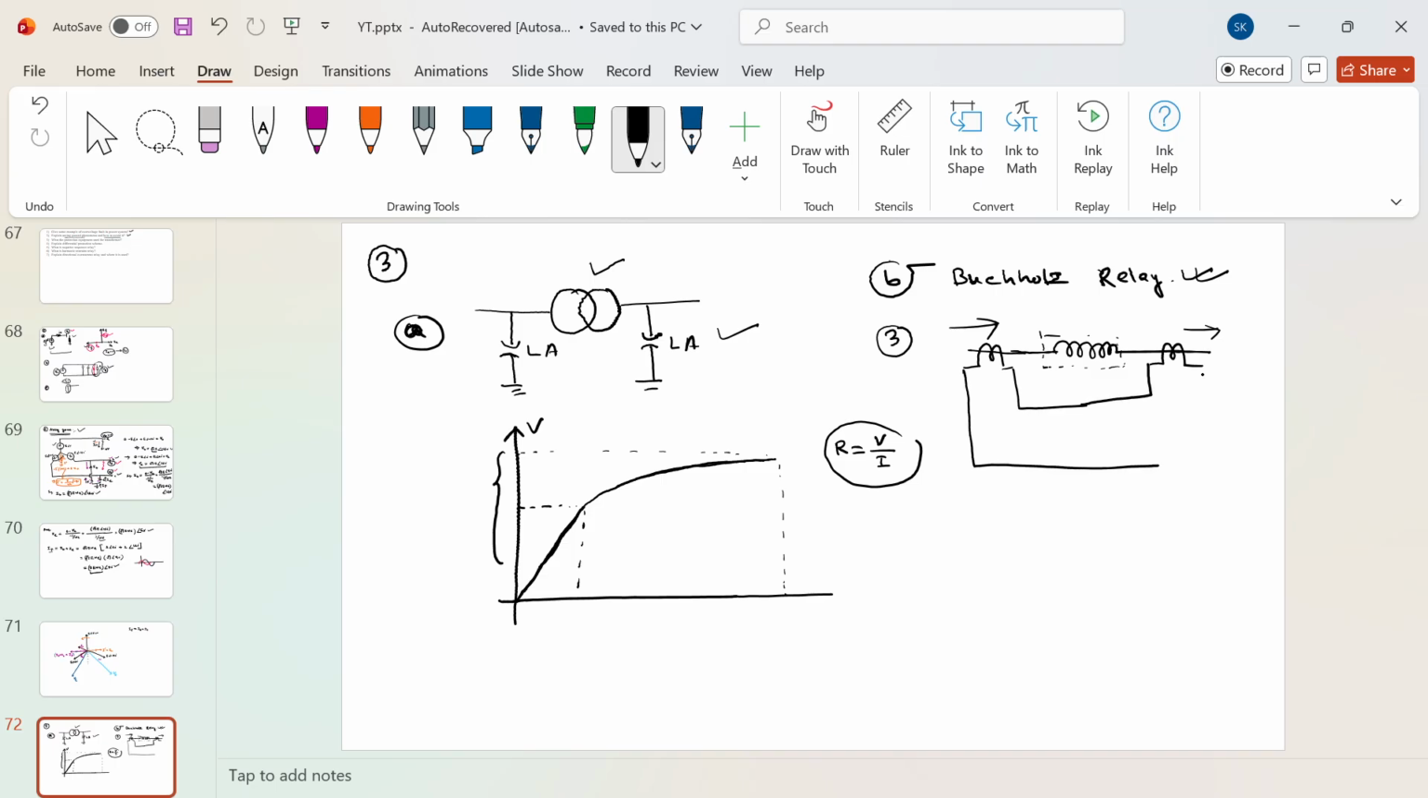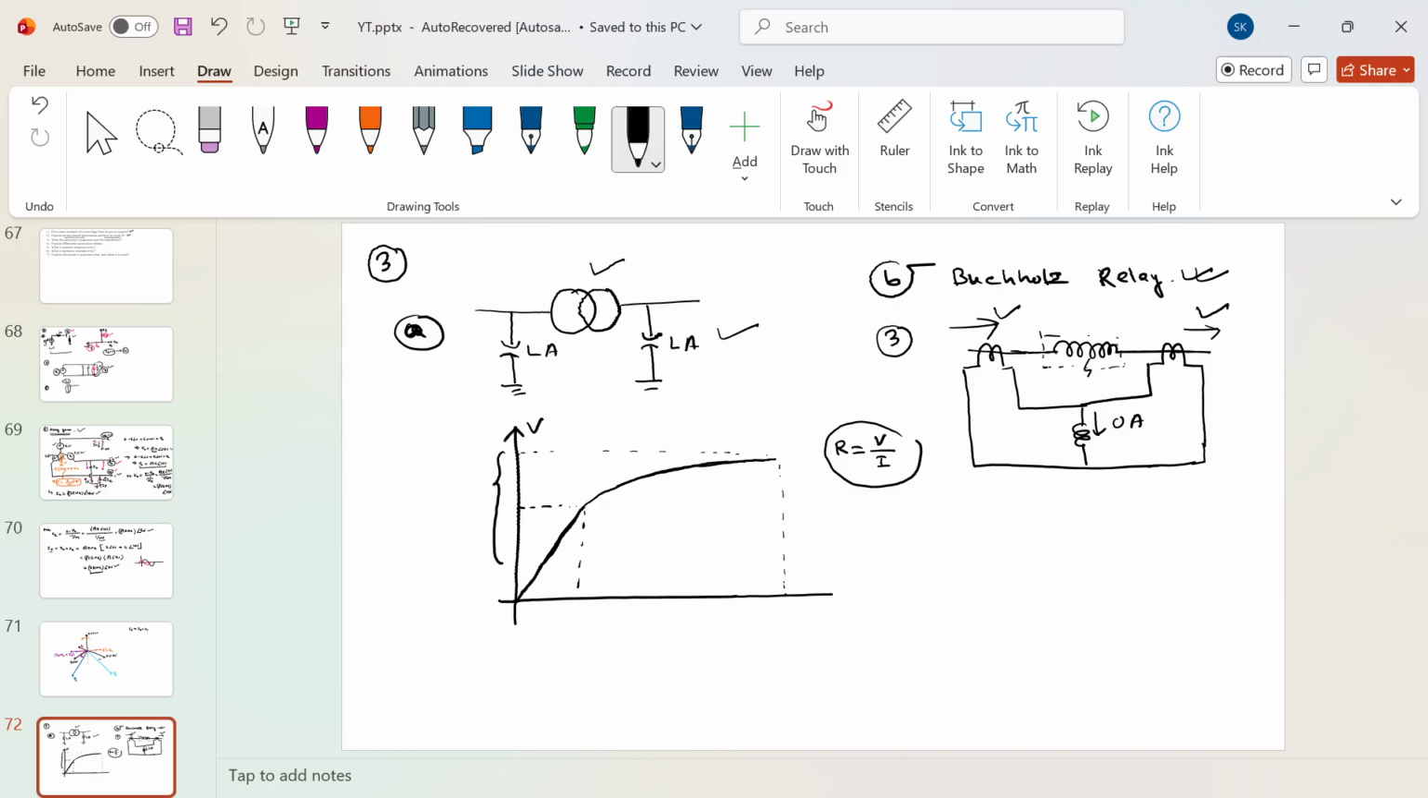Let me draw it. I'm drawing a simple differential relay, and here will be an operating coil. Let's say at normal condition, the incoming current and outgoing current are the same. So the current that will go through this operating coil will be simply 0 ampere.